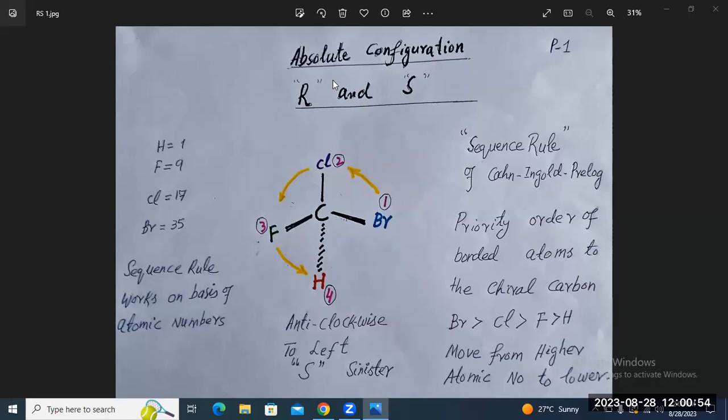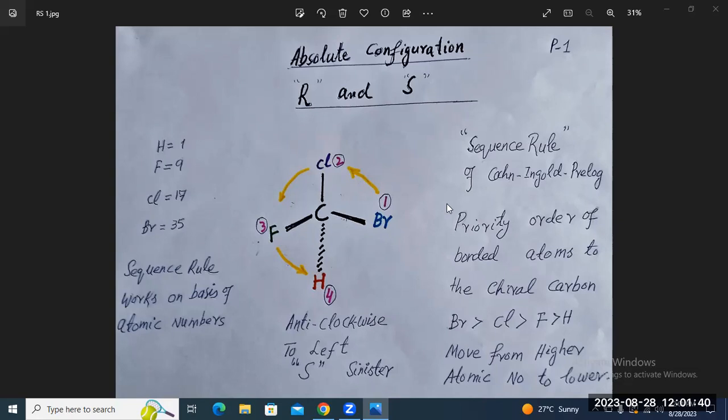Bismillahirrahmanirrahim. Today we shall start with a topic of absolute configuration in stereochemistry. The absolute configuration is denoted by R and S in case of optically active compounds or the optically active molecules. Taking one example here, which contains a chiral carbon, and this chiral carbon is attached to 4 different atoms. So basically this molecule is optically active and we have to assign absolute configuration to this molecule.